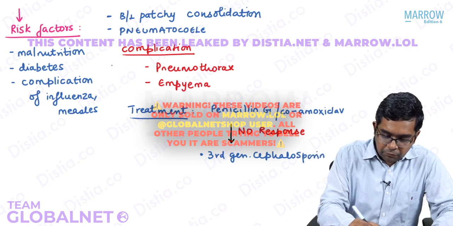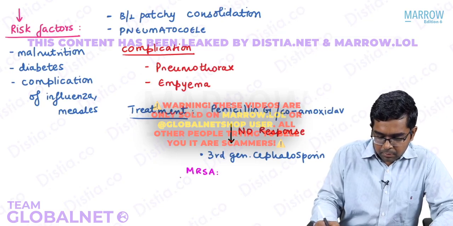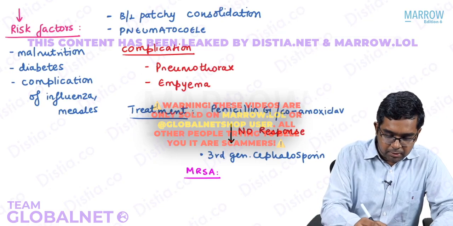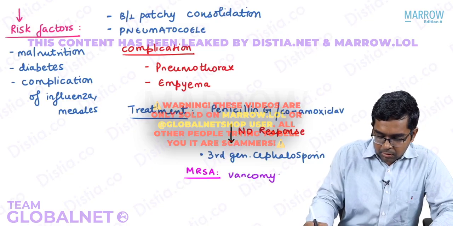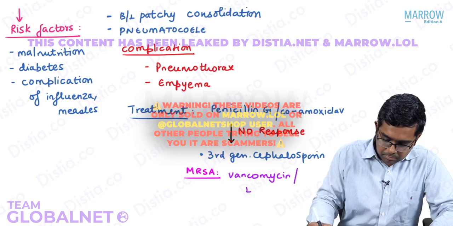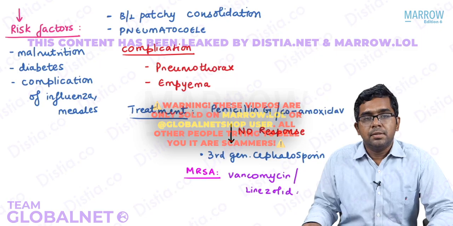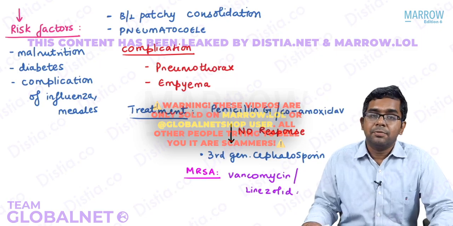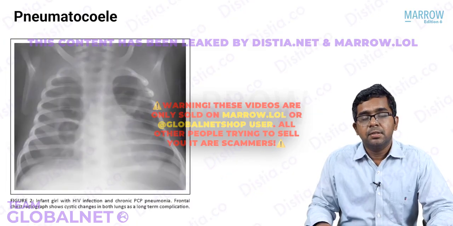or if you are suspecting the possibility of MRSA, then you have to add either vancomycin or linezolid. These are the usual treatment options for Staphylococci associated pneumonia in children. Here again in this X-ray, what are you seeing?